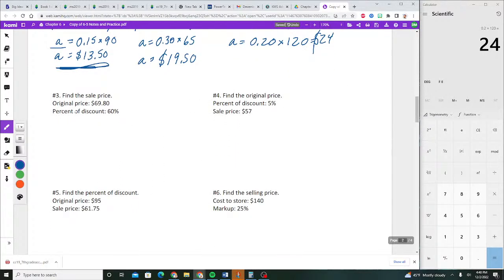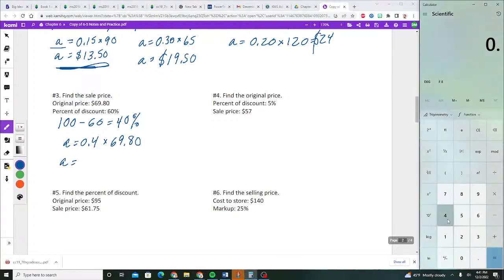Still finding the sale price in number 3. So we've got $69.80. We want a percent discount 60, so 100 minus 60 is 40. And so we're looking at 40%, 0.4 of 69.80. And so that's 0.4 times 69.8. That's $27.92.